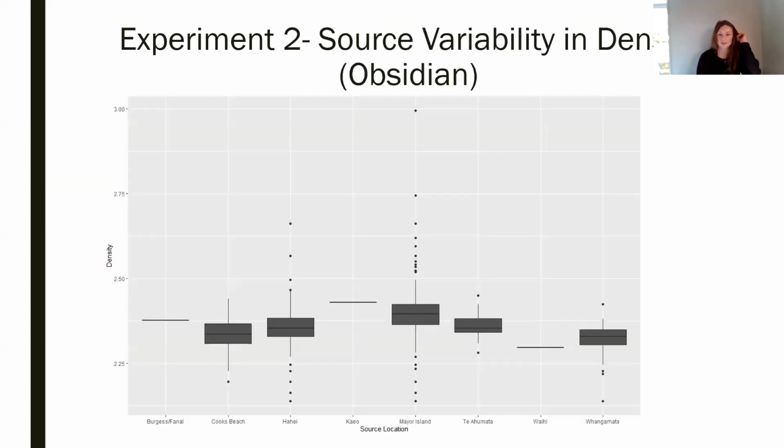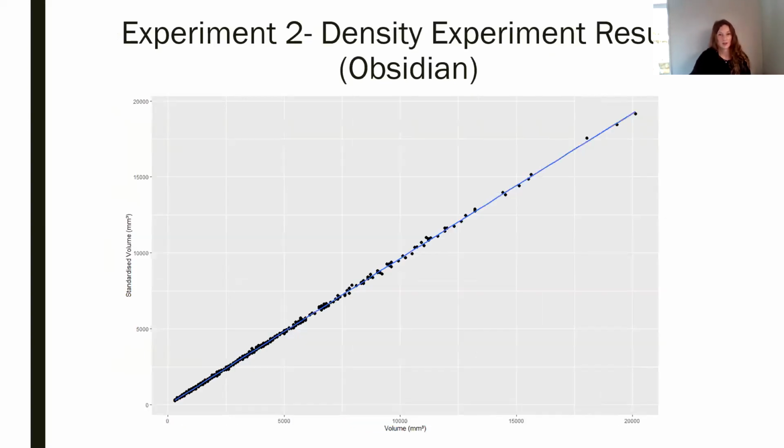The experimental density results for obsidian show ranges from 2.1 at the minimum to 3 at the maximum value. This range is less than chert. There is still some variability evident, particularly for Mayor Island and Hahe. Mayor Island ranges from 2.1 to 3 and Hahe ranges from 2.1 to 2.7. Most source densities for obsidian lie between 2.25 and 2.5, with outliers from Hahe and Mayor Island beyond this range.